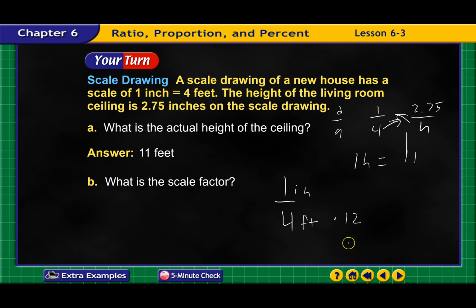Surprise, surprise. So 4 times 12 would be 48, and that would make them both in inches now. It would give me 1 over 48.